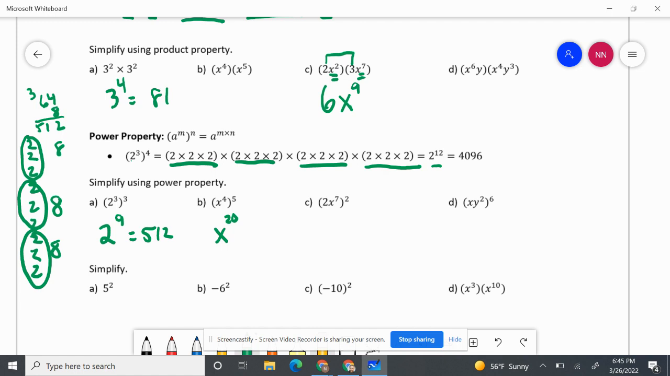So for the next one, this is a little tricky. We have 2 squared, and then we have x to the, we multiply them, get 14. 2 squared is 4, so 4x to the 14th. And then for letter D, we distribute the 6 to each of them, so that would be x to the 6th, and then y to the 12th.